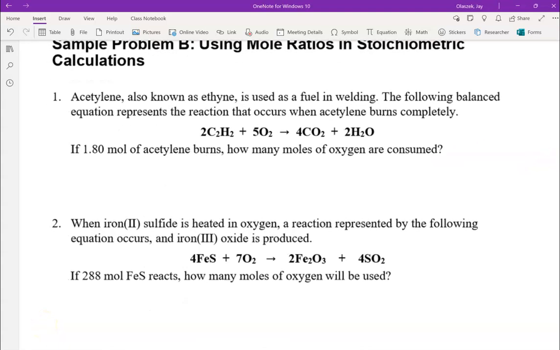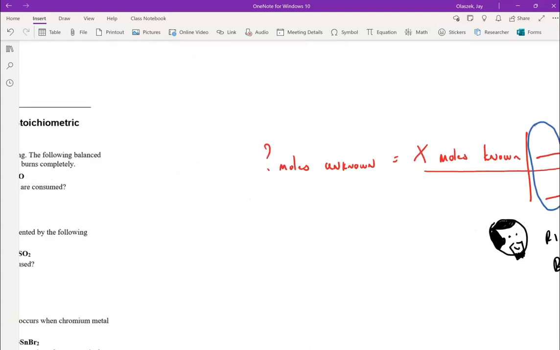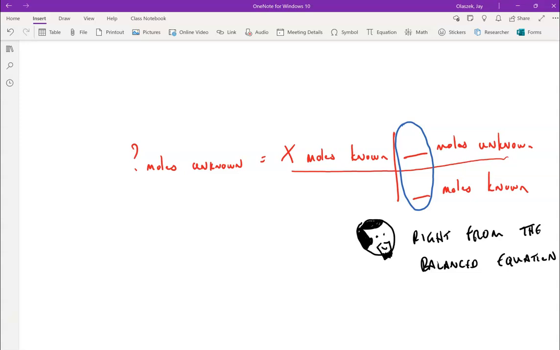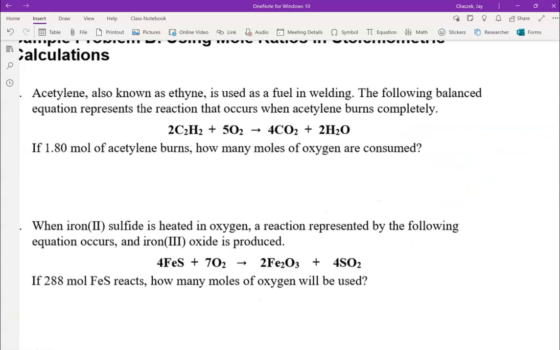Okay, here we go. Keep the fire burning here. Practicing our moles to moles conversions again, and we're using this exact same setup. As long as you know which one is the known, that means where you're starting from, and what you're looking for, that's called the unknown, you're in good shape.